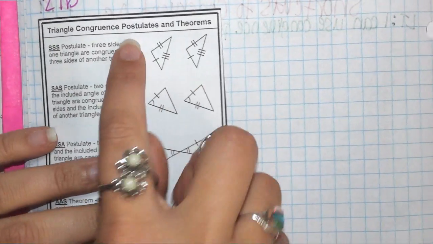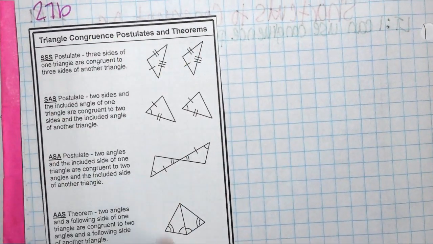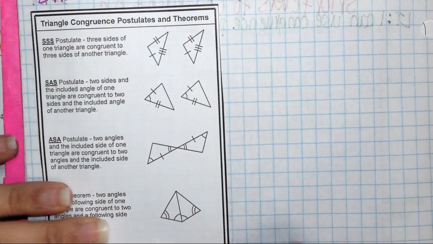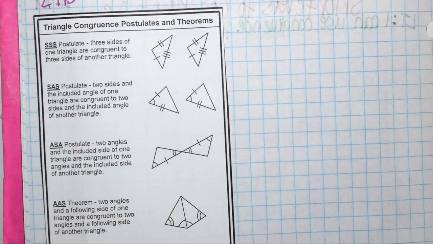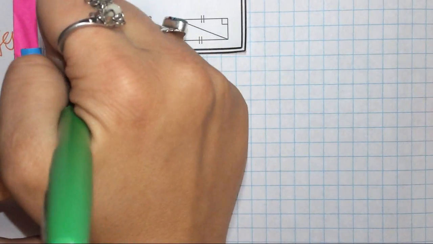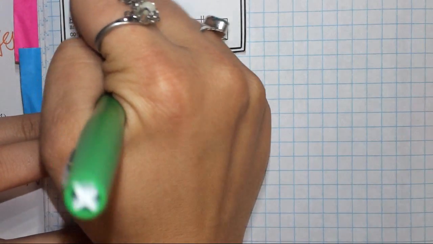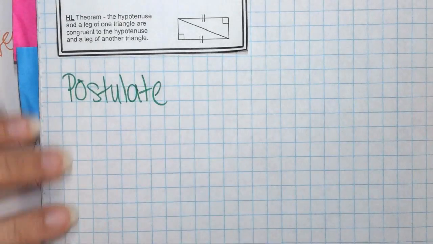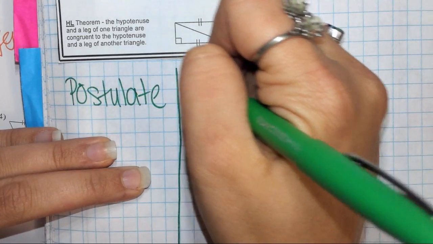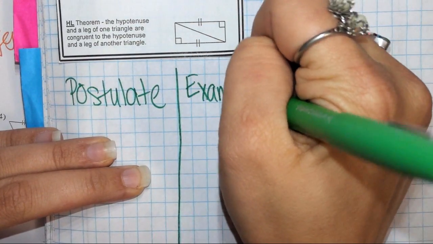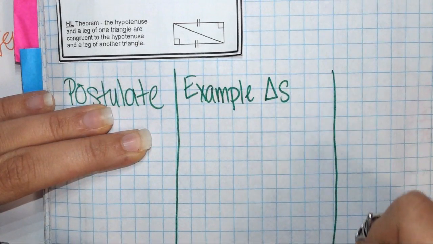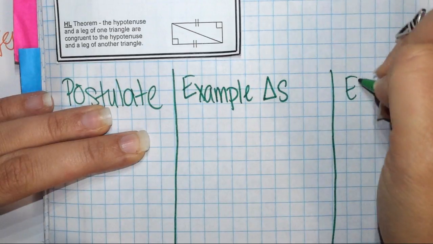Alright, so this says triangle congruence, postulates, and theorems. So this is what we just talked about as an example. You are going to use this to help you make a chart. Your chart is going to be below this. Right here, you're going to write postulate. Then you're going to draw a line. Then you're going to write example triangles. And then you're going to draw another line. And then you're going to write explain.